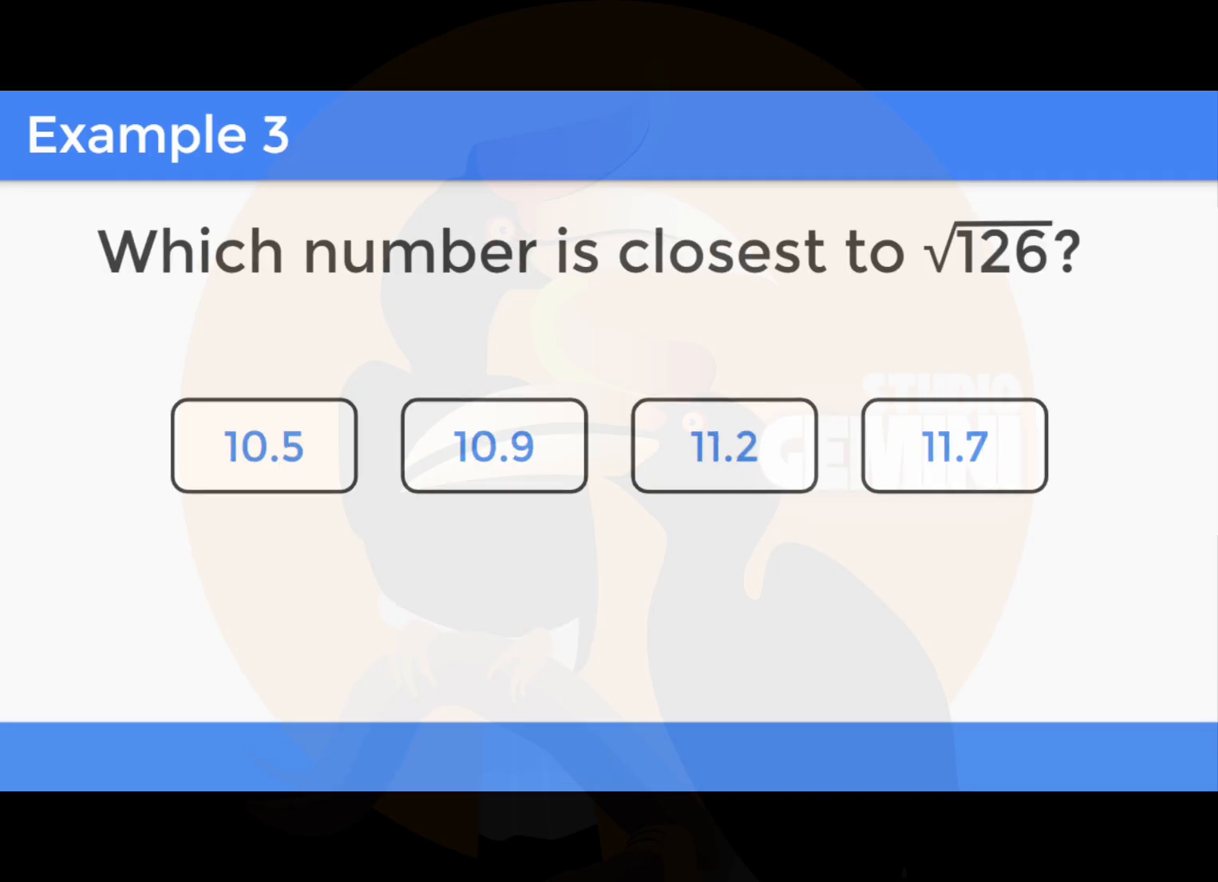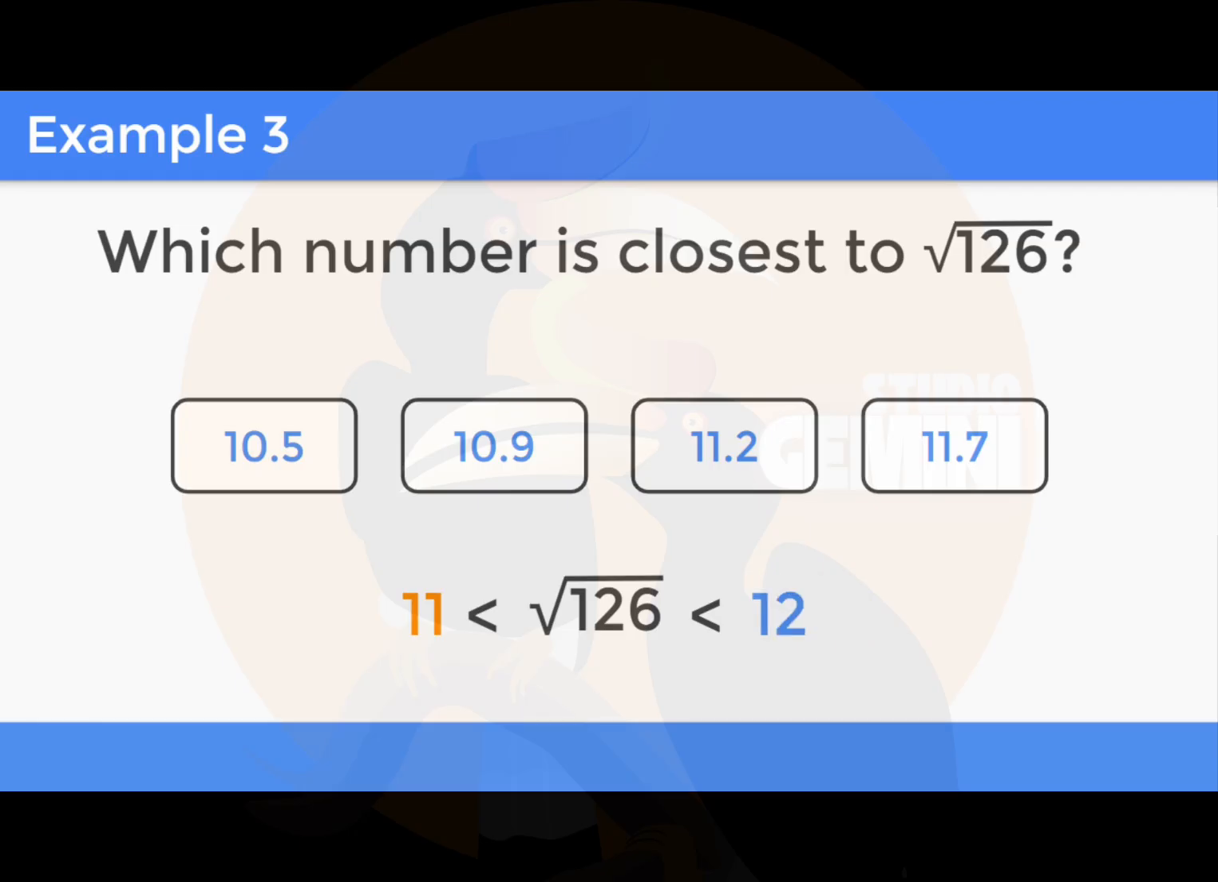Let's try one more. Which number is closest to the square root of 126? 10.5, 10.9, 11.2, or 11.7? We will start by finding the two perfect squares that 126 falls between. 126 falls between the perfect squares of 121 and 144. 126 is closer to 121 than it is to 144. So the square root of 126 will be closer to the square root of 121 than the square root of 144.